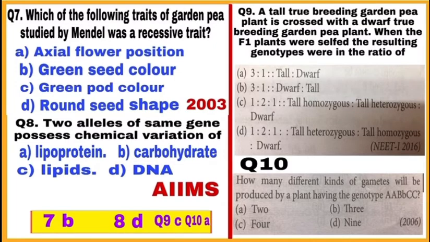In the given genotype, the heterozygous condition is present in only 1 character, B, and the number of gametes can be calculated by the formula 2 raised to the power n, where n represents the heterozygosity. In the given genotype, the value of n is 1. Put the value of n in the formula. It is 2 raised to the power 1, which comes out to be 2. So 2 kinds of gametes will be produced by the plant of the given genotype. The correct answer is A. Mark A.